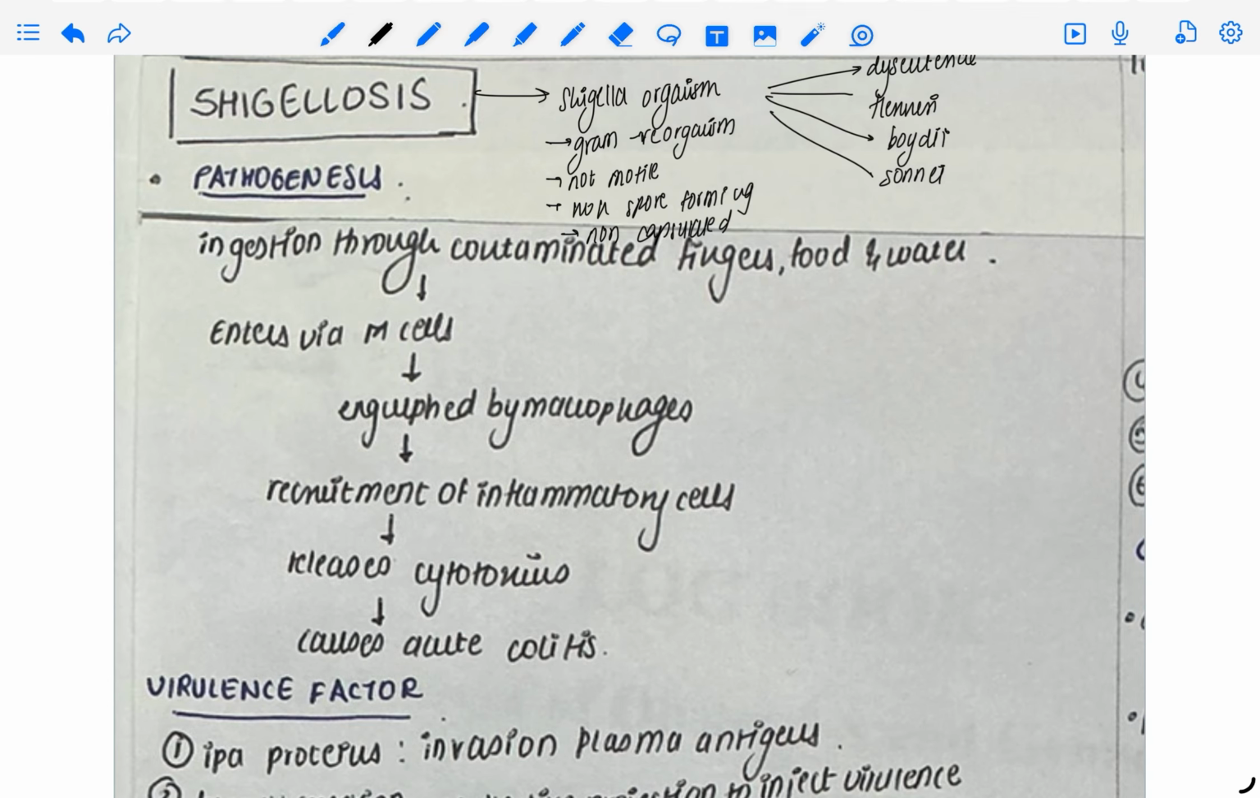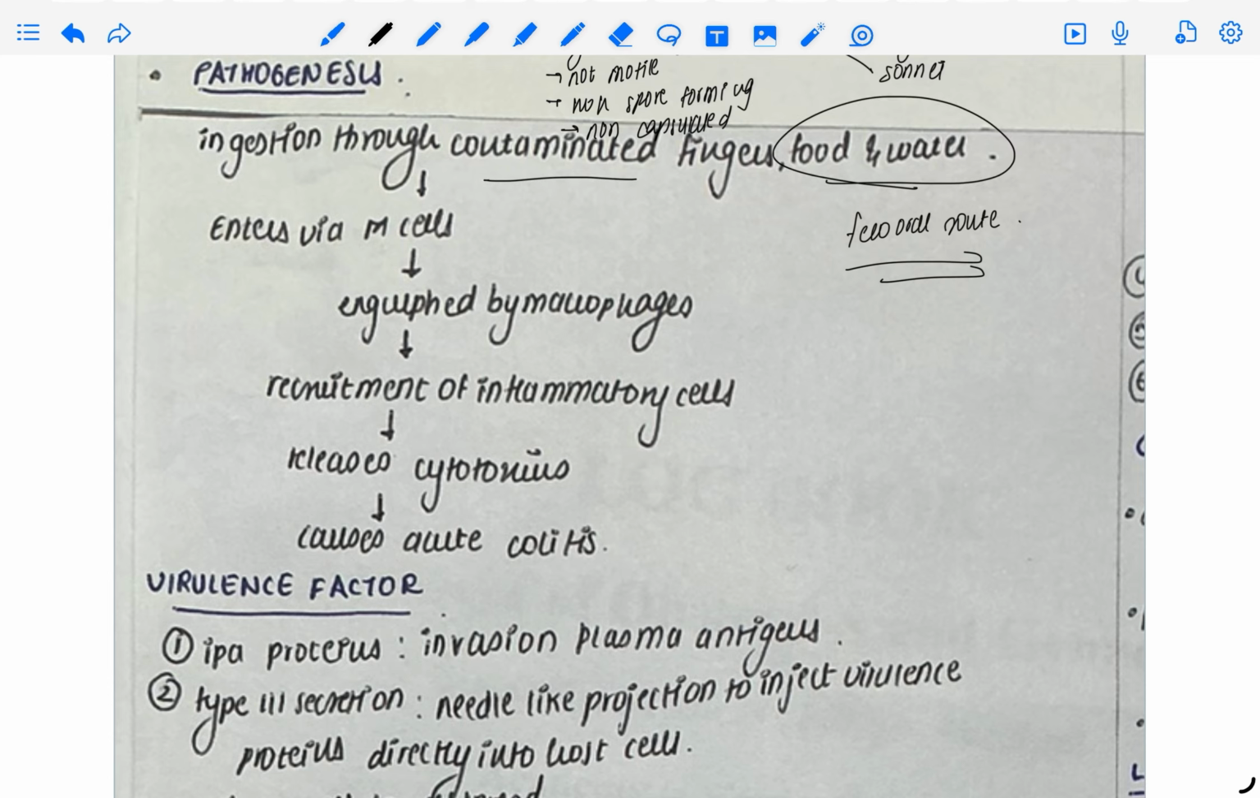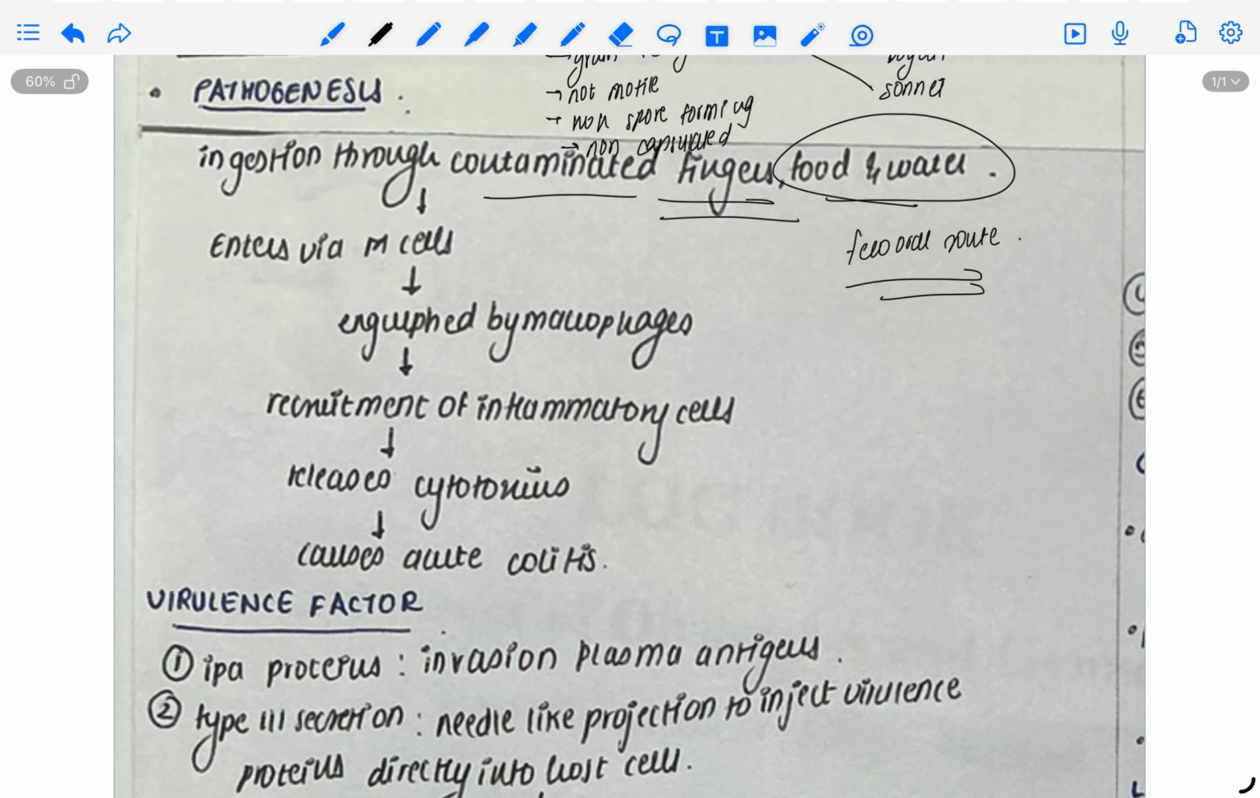Now, let's see how it actually causes a problem in our body. So basically, its route of transmission is through the fecal-oral route and is transmitted by contaminated food and water or contaminated fingers. So any food or water that is contaminated with any excretory substances will cause shigellosis.